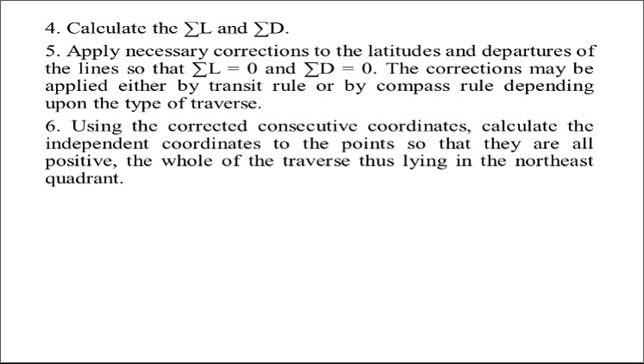And finally, using the corrected consecutive coordinates, we have to calculate the independent coordinates of the points so that they are all positive. Hence, the whole of the traverse thus lies in the northeast quadrant, or we can say the first quadrant. Next, we will see the various columns of the Gale's traverse table.